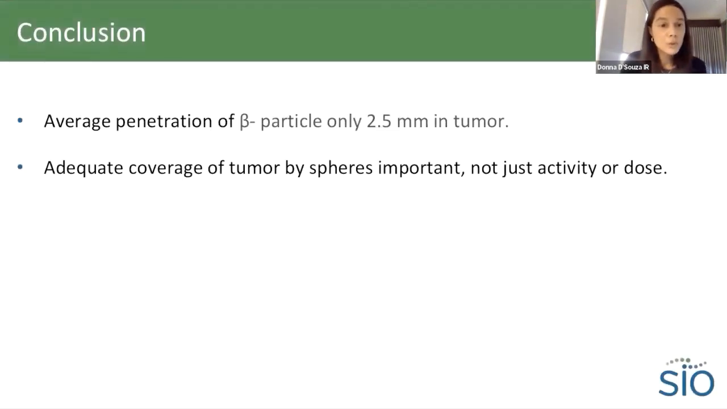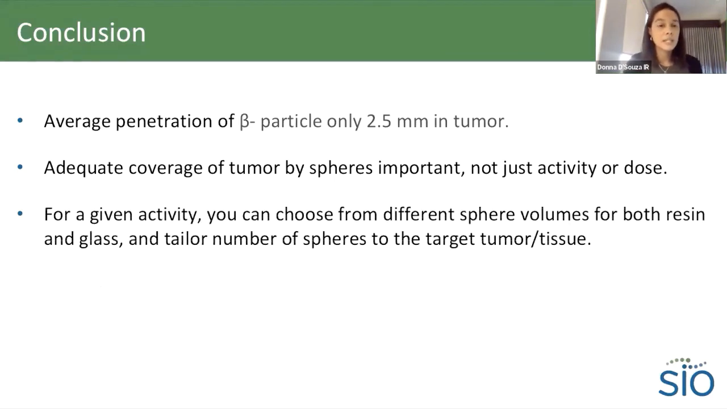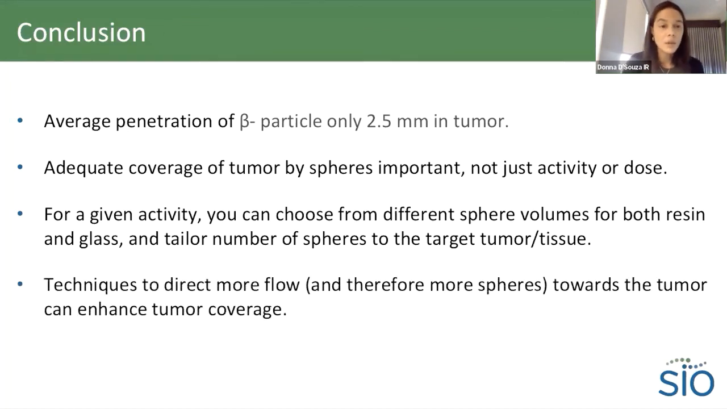So in conclusion, the average penetration of the beta minus particle is only 2.5 millimeters in tumor. And so adequate coverage of tumor by spheres is important, not just looking at the activity or the dose that you're delivering. For a given activity, remember that you can choose from different sphere volumes for both resin and glass and tailor the number of spheres to the target tumor and tissue. And then there are techniques to direct more flow and therefore more spheres towards the tumor that can enhance tumor coverage.